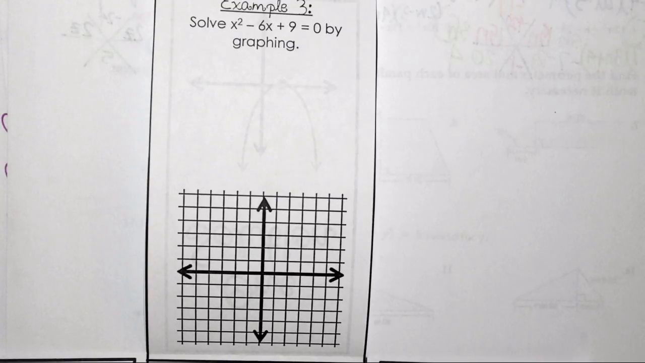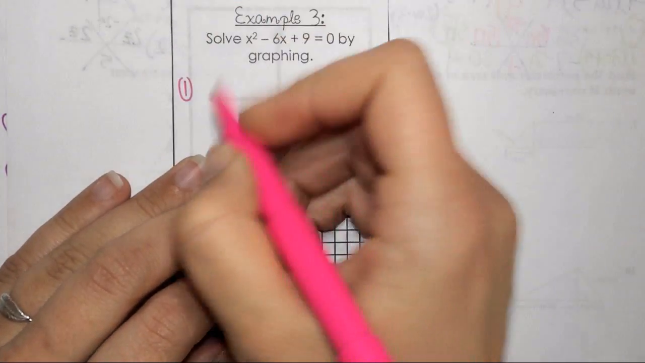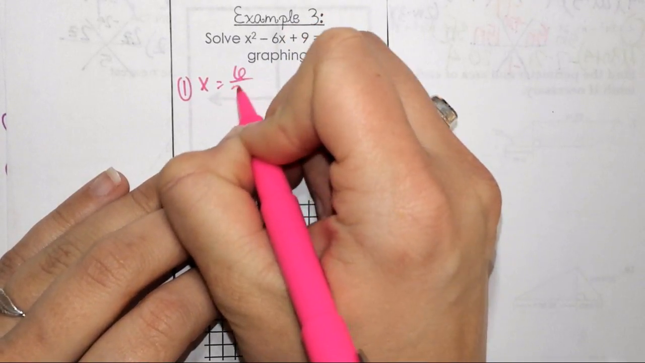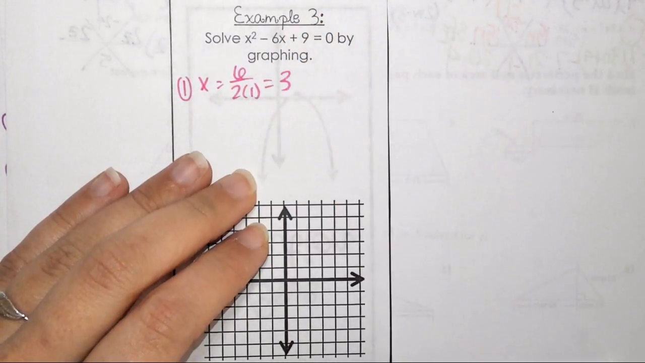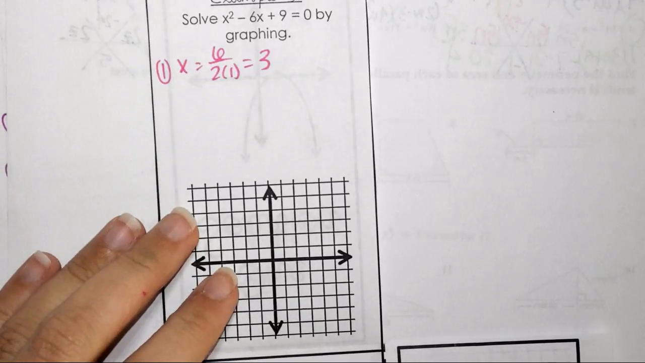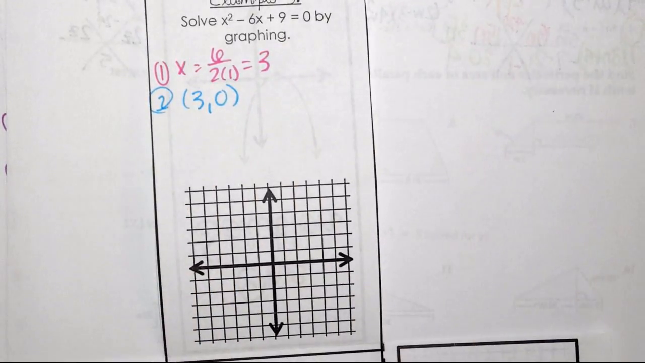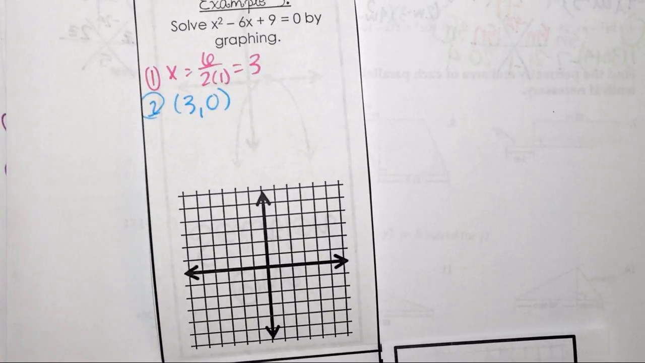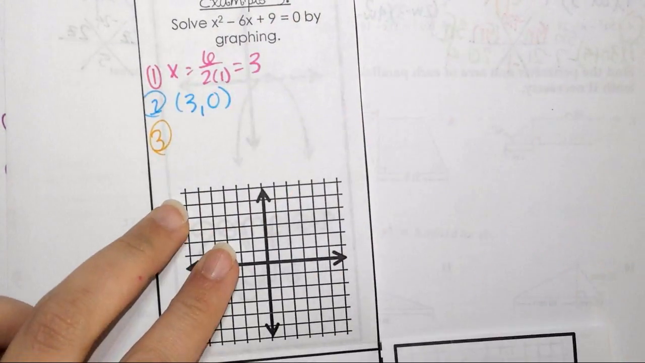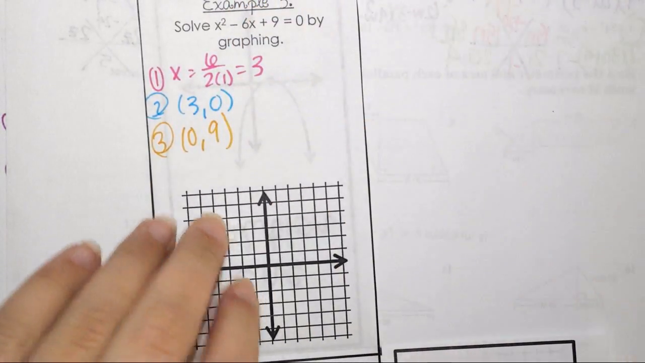Is it 3? Look at you go. Take a point. So x equals 6 divided by 2 times 1, which is 3. Did everybody get 3? Okay. Who thinks they can tell me what the vertex is? Grant? 3, 0. Good. Take a point. And who can tell me what the y-intercept is? Whitney? 0, 9. Take a point.